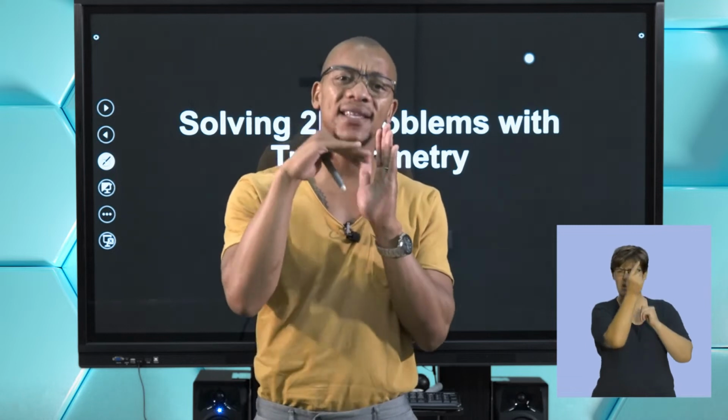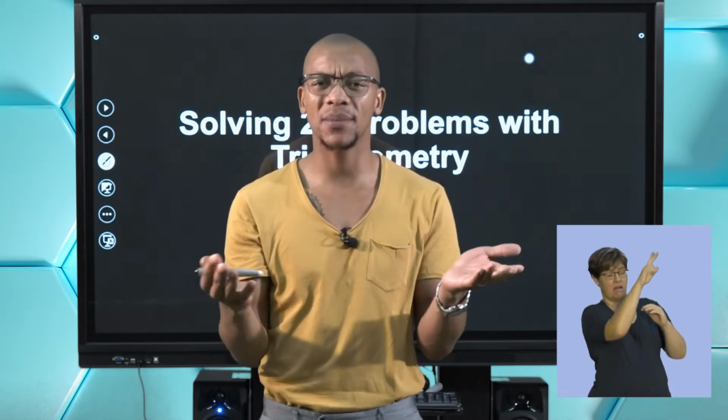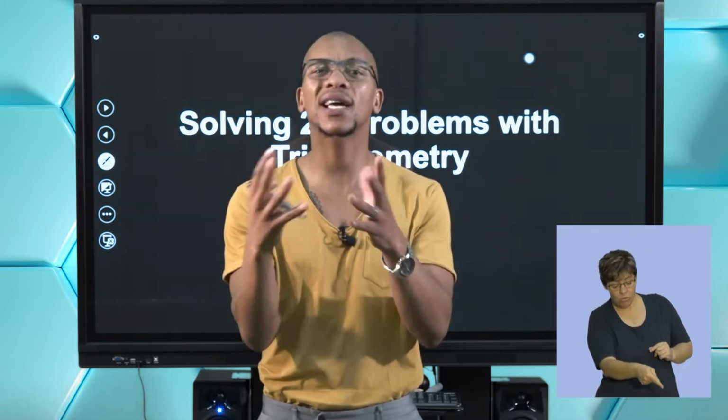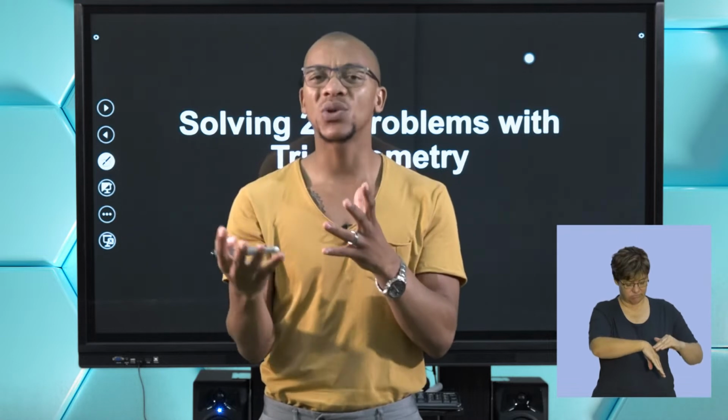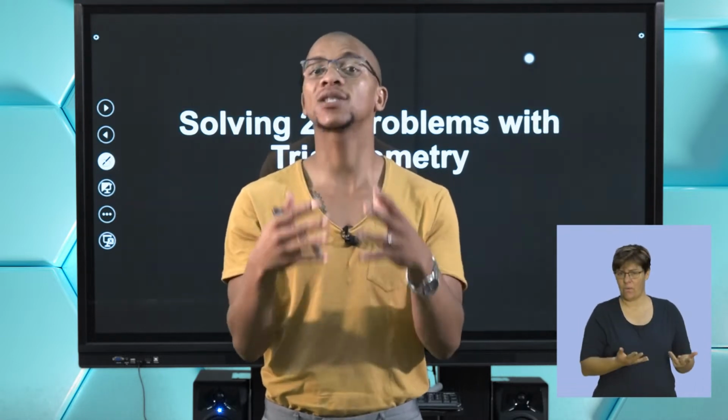Maybe if I'm standing here and I'm looking up and I want to see what's happening up there, there's what we call an angle of elevation, which we're going to be talking about. If I'm looking down at an object that's below me, there's an angle of depression that I'm going to be talking about. So those are the things we're going to be looking at in this particular lesson.